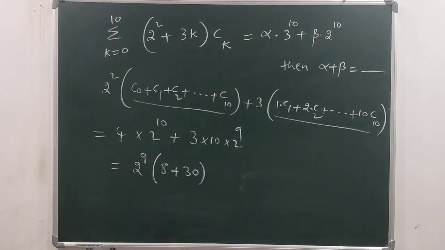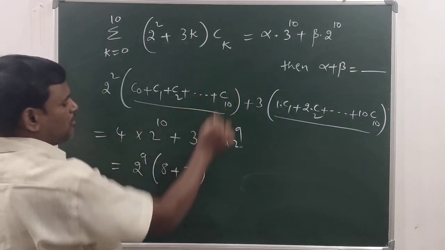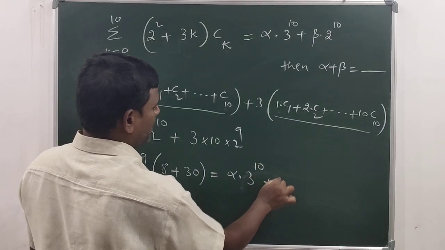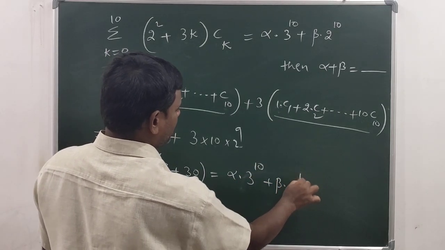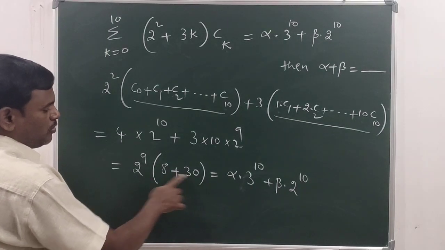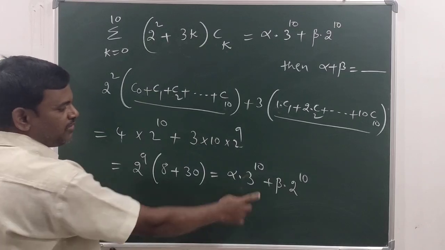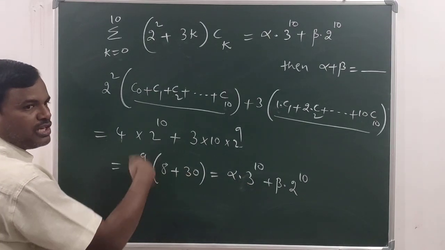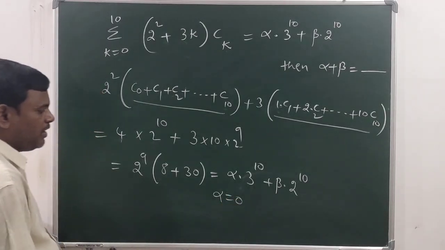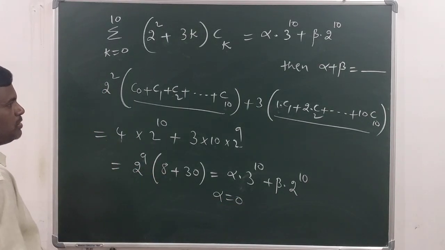Now compare this one with the RHS. What do you get? So this is the LHS after simplification. Now go to the RHS: alpha into 3 power 10, and beta into 2 power 10. Now there is no multiple of 3 power 10 on the LHS, but the RHS has alpha into 3 power 10. Hence I want to confirm alpha is 0. If I keep alpha 0 here, how much will it be, students?